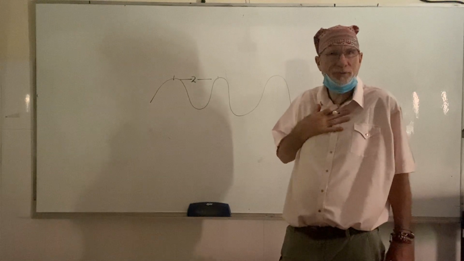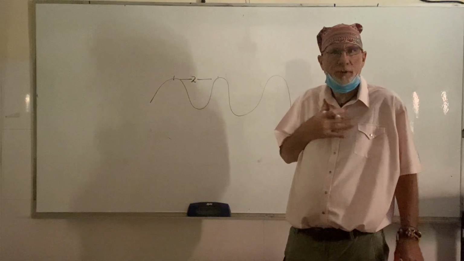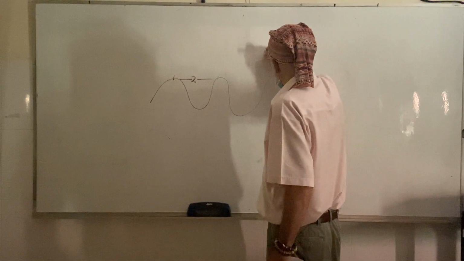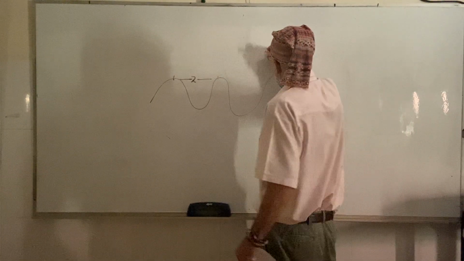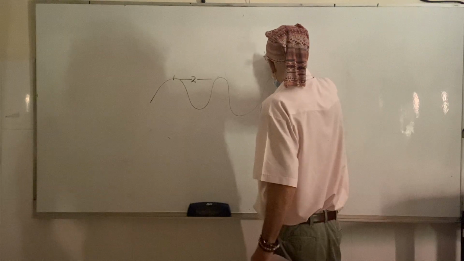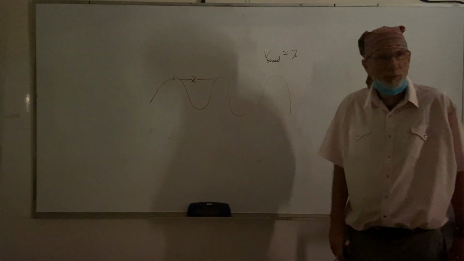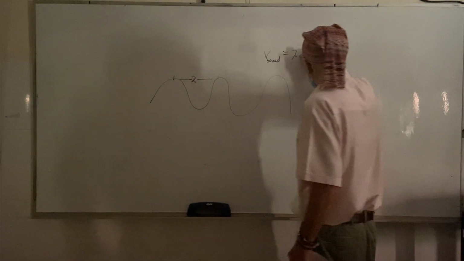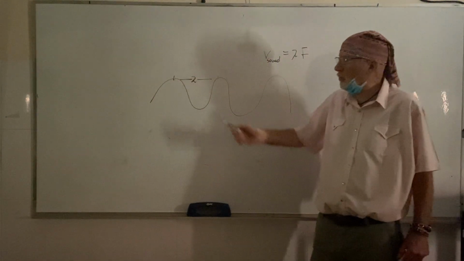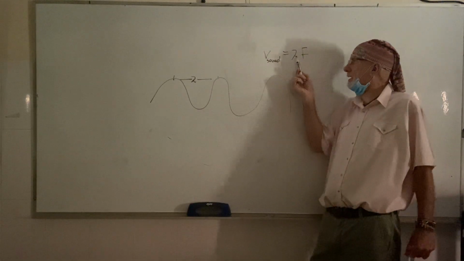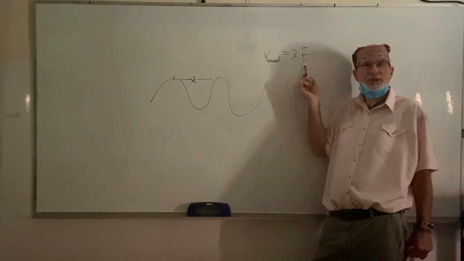How do I know that? Because, and this is related to tomorrow's quiz, I know that the velocity of the sound is going to equal the product of the wavelength times the frequency. So as the wavelength becomes larger, as this number becomes large, what must happen to the frequency? It must become smaller. Clear?